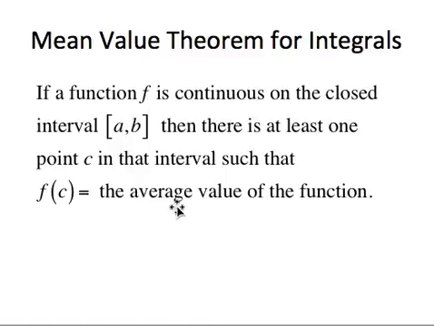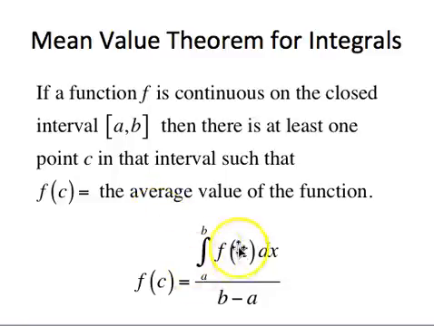So we've looked at our two examples. We could find a point c in either case where f of c was the average value of the function. And there is our formula that we just derived for the average value of the function. Can we find a point c between a and b such that f of c is that average value of the function? So let's look at our first example.